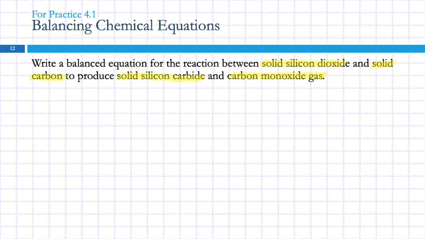The word "and" is like the plus sign in the equation, and to produce is like the arrow. So silicon dioxide, what kind of a compound is that? Ionic, molecular, or acid? What kind of element is silicon?